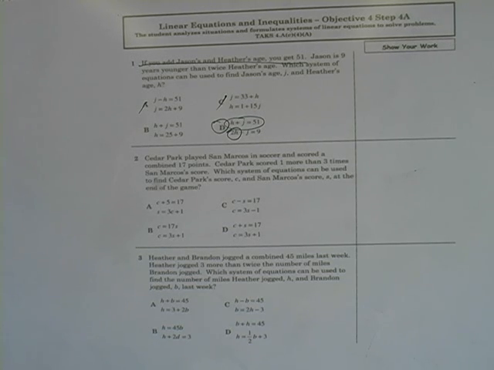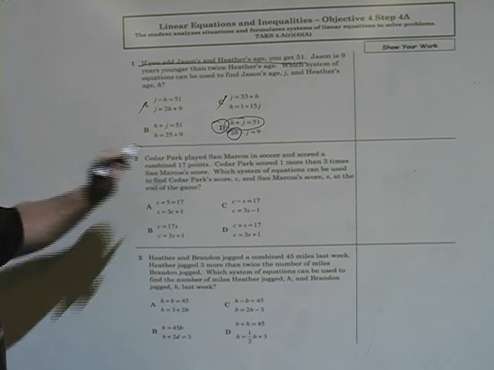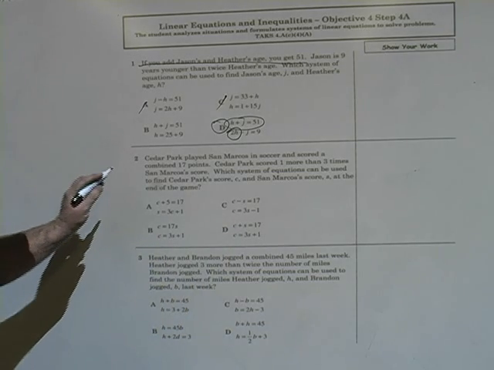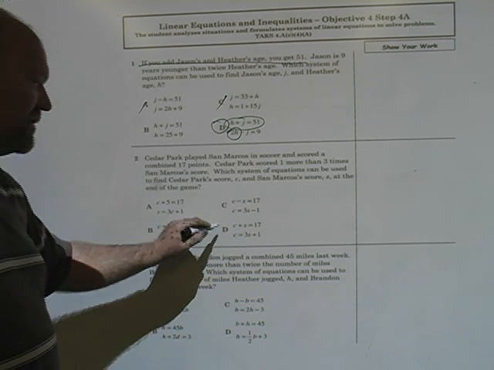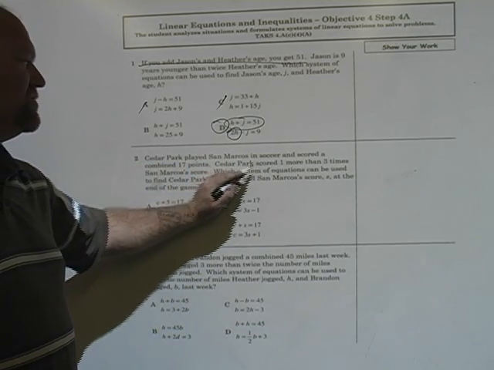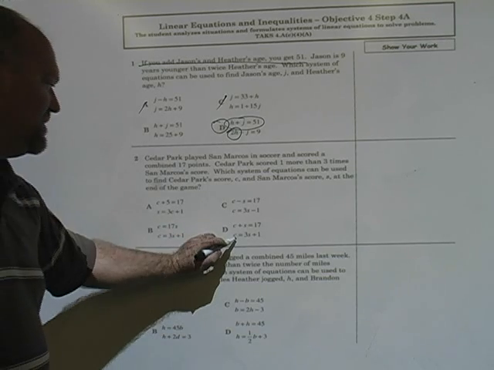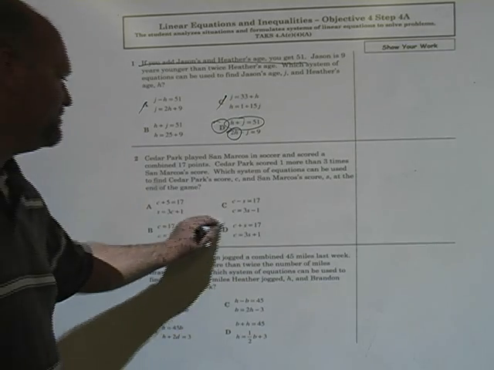Number 2. Cedar Park played San Marcos in soccer and scored a combined 17 points. So C plus S equals 17. We got that here. And that's it. So more than likely the answer is D. Let's go ahead and look at the rest. C scored one more than 3 times S. So C equals one more than 3 times S. There you go.